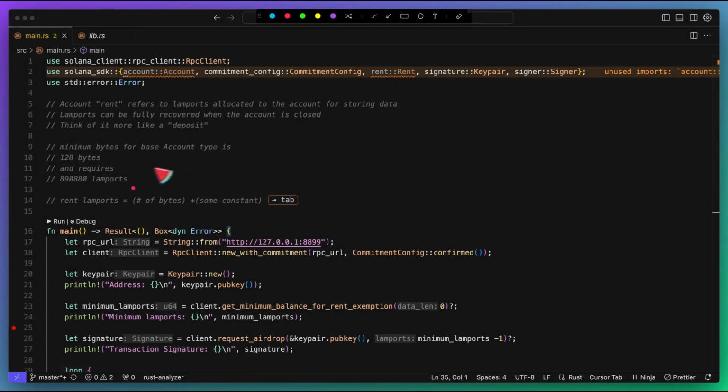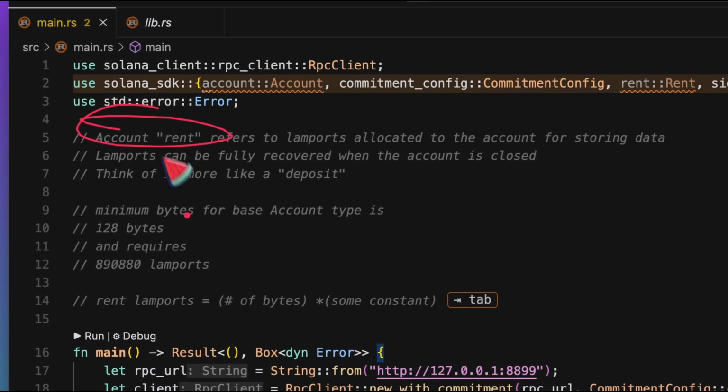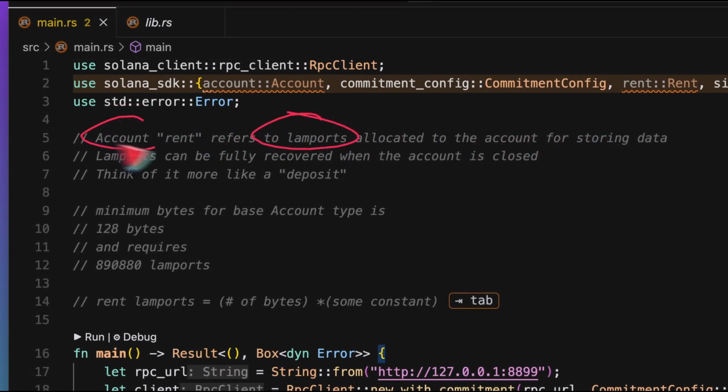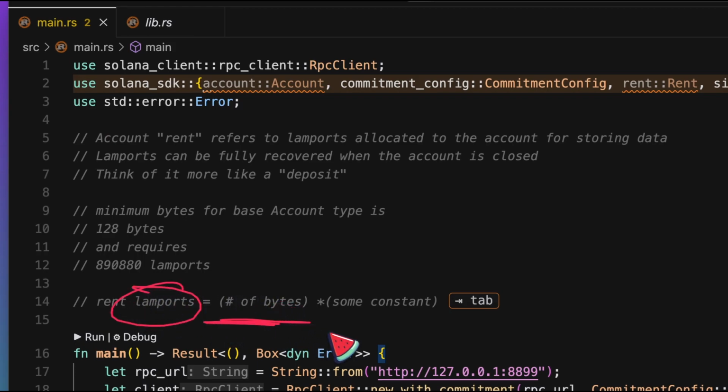So at a high level, that is a basic summary of the concept of account rent. It's just lamports we have to allocate to an account to store data on chain. And you can basically think of it as some amount of lamports equals the number of bytes we need to allocate to an account times some fixed constant.